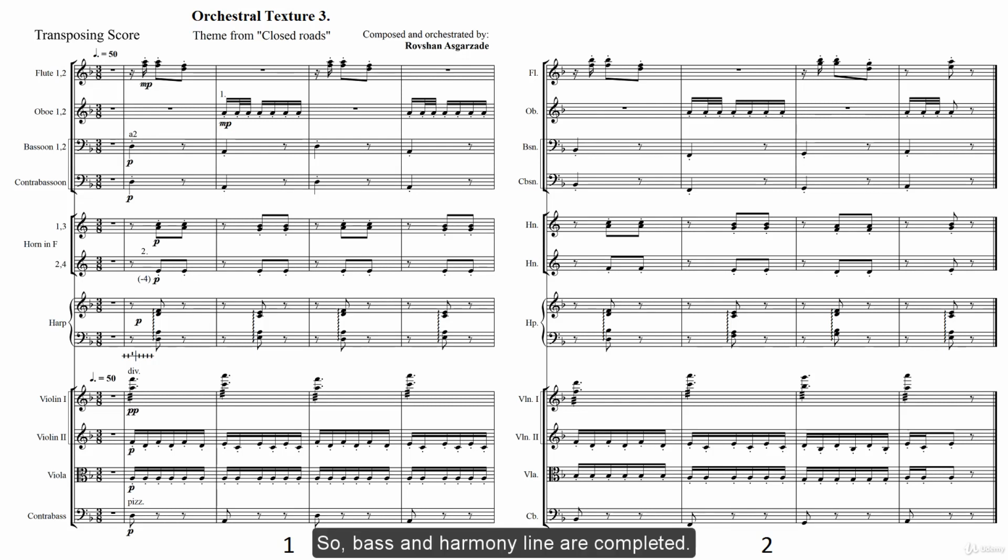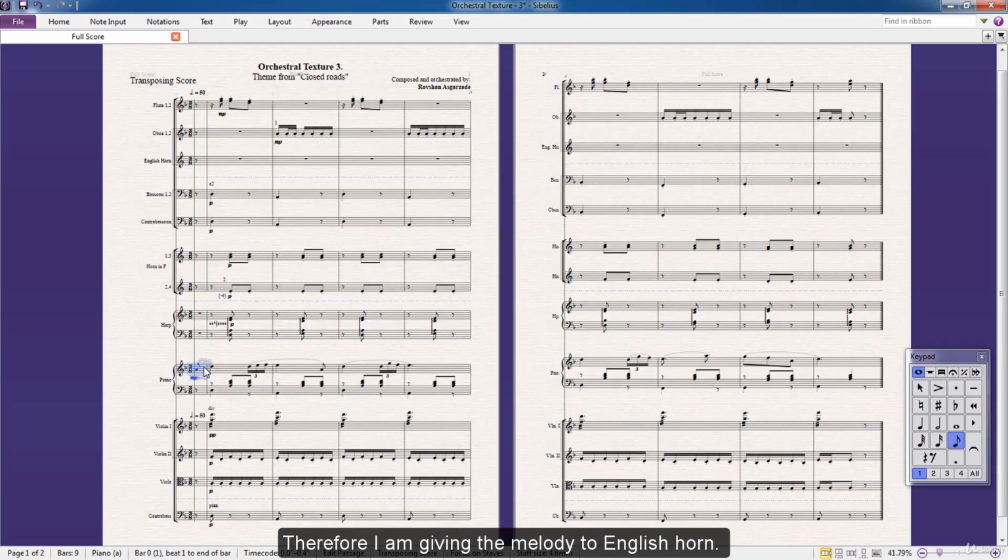So, the bass and the harmony line are completed. Now, let's talk about the melody line. As I said, we need a sad and mournful sound. Therefore, I'm giving the melody to English horn, but in this case, I change the register of the melody.